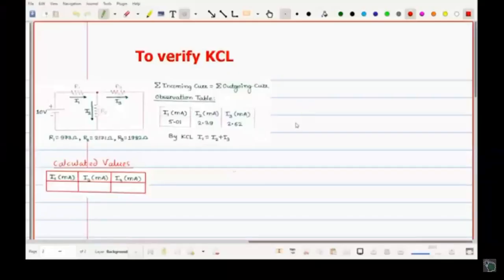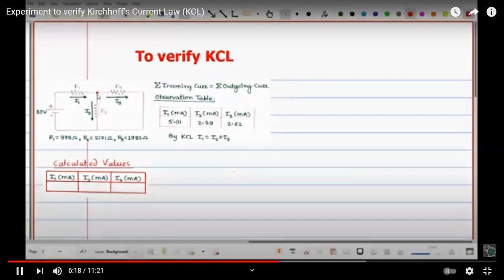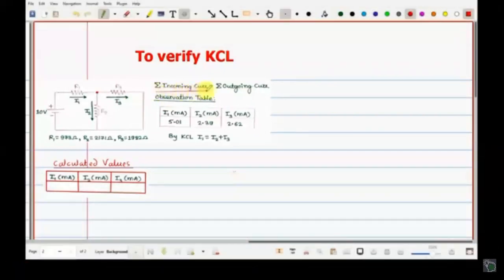Okay. So friends, the demonstration part is already over. Now we will calculate the value of I1, I2 and I3 theoretically. So for that purpose we have to apply KCL at this node. What you can see over here, incoming current is I1, outgoing currents are I2 and I3. So as per our statement, incoming current should be equal to outgoing current.